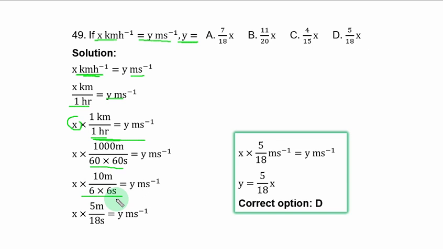If you multiply and reduce again, you have s times 5 meters over 18 seconds equal to y meters per second. If you take seconds up, the power can be expressed in this form. The power becomes negative. So you have s to the power of -1. In other words, meters per second. The two units are now the same. Therefore, y is equal to 5 over 18 s. D is the correct option.